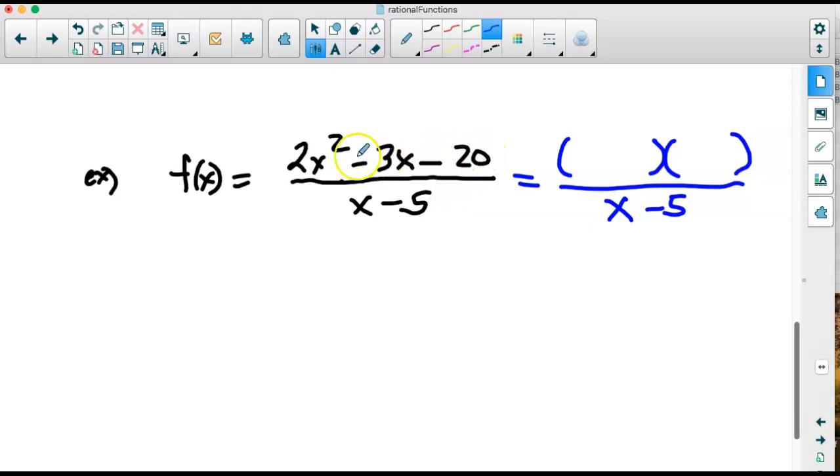Let's see, this has got to be 2x and x. There's no other choice. Now 20 could be 20 and 1, which is not likely because of a 3, so I'm going to guess it's the closest ones, 4 and 5. I have choices of 4 and 5, 10 and 2, and 20 and 1.